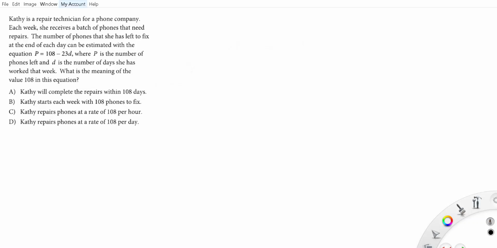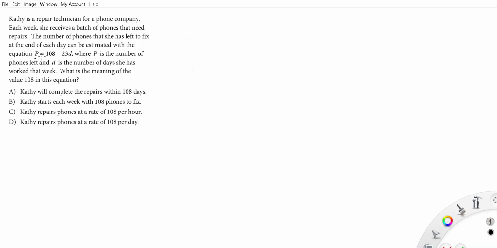Okay, so here is another pretty lengthy word problem that I'm given at the beginning of the exam. This is question number 4, so again, I'm going to assume that it's not very difficult. And again, I'm going to jump to the last question of the word problem and get an idea pretty quickly of what it is that I'm being asked to find. So it says here, what is the meaning of the value 108 in this equation?